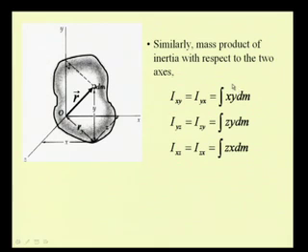So, these three quantities define the product of inertia of the mass with respect to the two concerned axes. So, now we know the second moment of the mass with respect to the principal axes as well as the product of inertia for a particular principal plane.